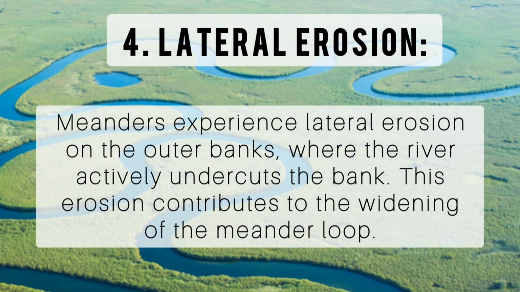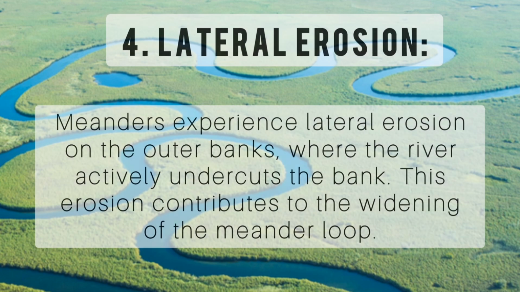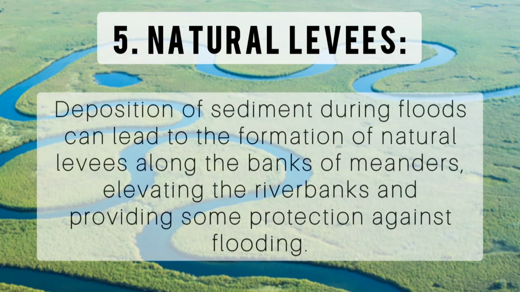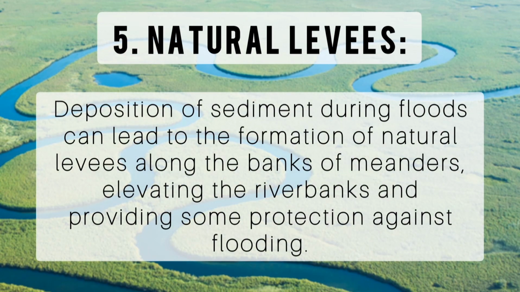Lateral erosion. Meanders experience lateral erosion on the outer banks, where the river actively undercuts the bank. This erosion contributes to the widening of the meander loop. Natural levees. Deposition of sediment during floods can lead to the formation of natural levees along the banks of meanders, elevating the riverbanks and providing some protection against flooding.